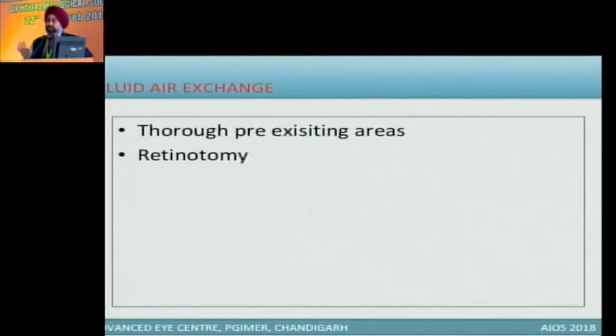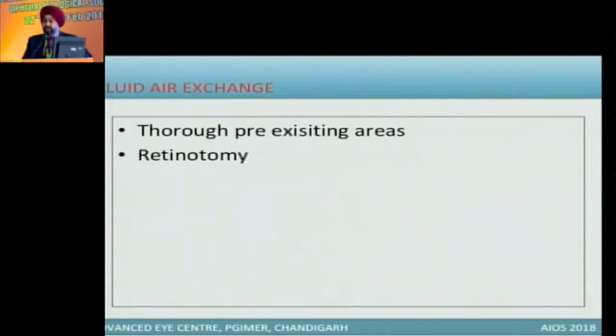Air fluid exchange. Most of the time, you will have pre-existing areas there. You will see the break there. You will see the atrophic areas a little lifted. You can drain through them. So sometimes you have to make a retinotomy because you may not find a proper plane there. But retinotomy, take care. Don't ever make a retinotomy in the active lesion, active area. If disease is active and you make a retinotomy there, it's not a good thing to do. You can have a bleeder there. You can have anything, and the healing takes a little long there.